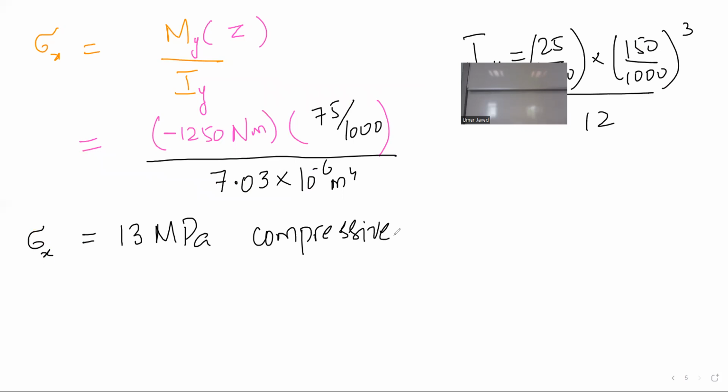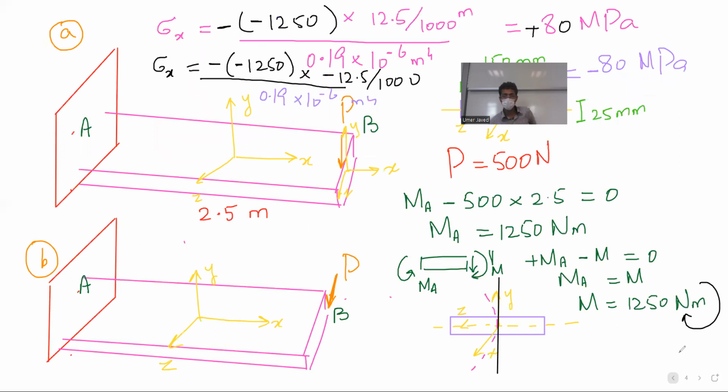Is this clear? Neutral fiber also changes. If your load is like this, my neutral fiber was like this. But when you're putting the load like this, then the neutral fiber somewhere lies like this. Thank you, everyone. See you in the next class. Bye-bye.